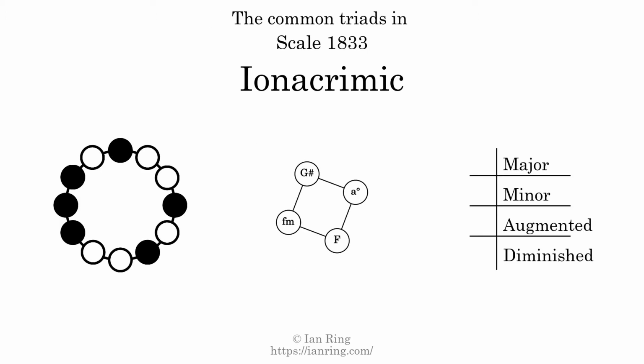0111001010001. Here are the common triads present in this scale. The diagram in the center is a graph of parsimonious voice leading between triads. There are 2 major triads. There is 1 minor triad. There are no augmented triads. There is 1 diminished triad. Here is a Hamiltonian path of parsimonious voice leading that uses all the triads.